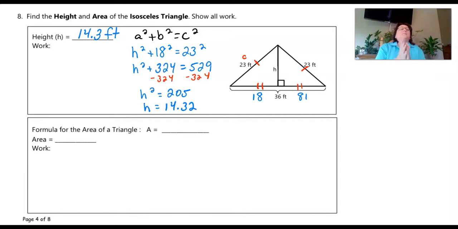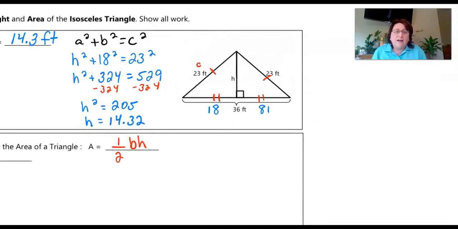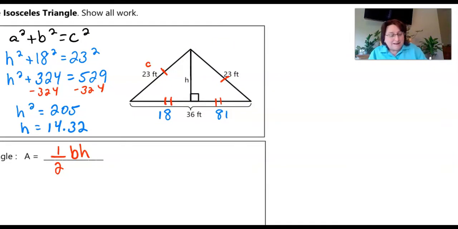All right, next up, it's asking us for the area of this triangle. The formula for the area of a triangle, and most of you will remember this because you have been taught it in previous math classes, is 1/2 base times height. Formulas are fantastic as long as we know what to plug in. The base and the height in any shape will always, always, always be perpendicular. So let's look at our shape right here.